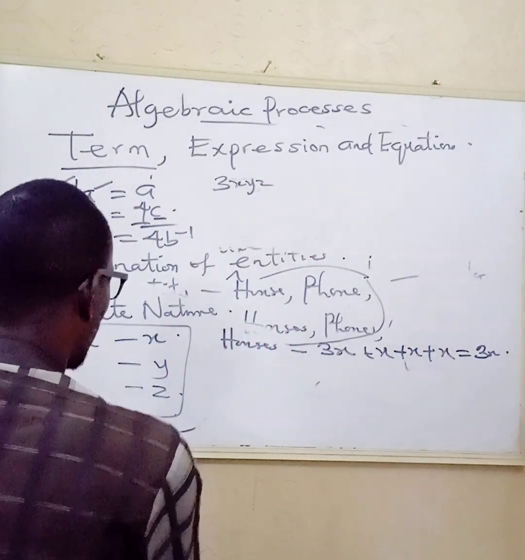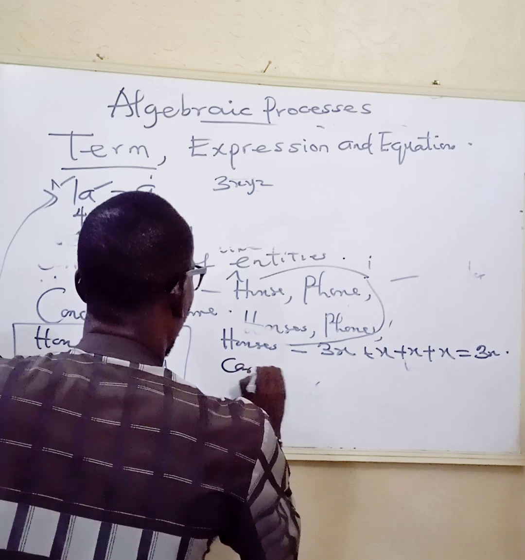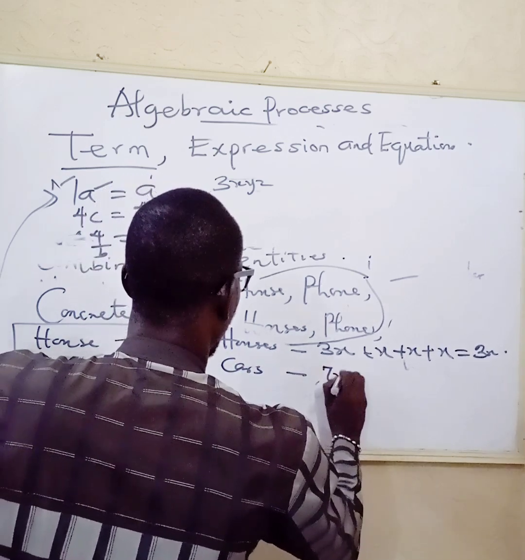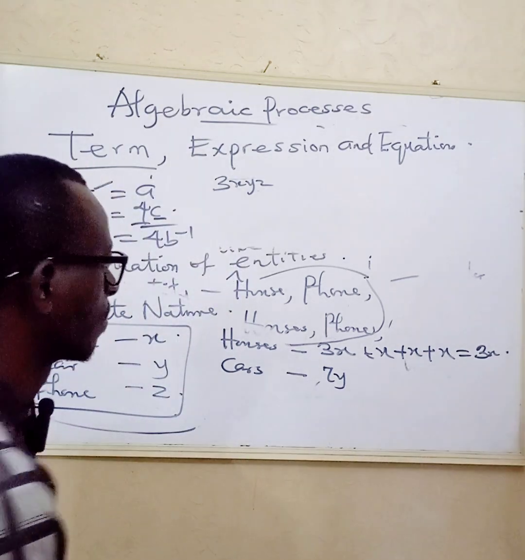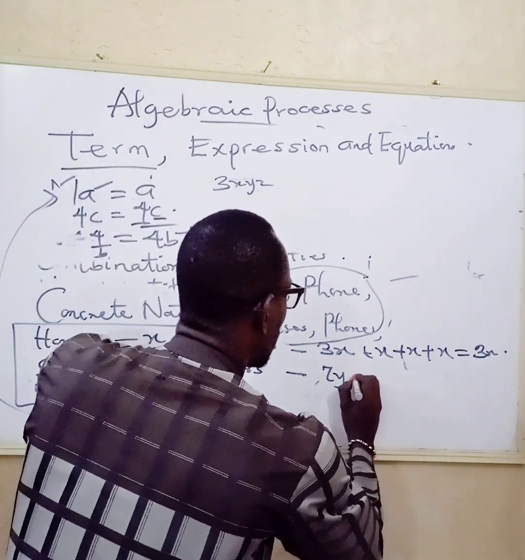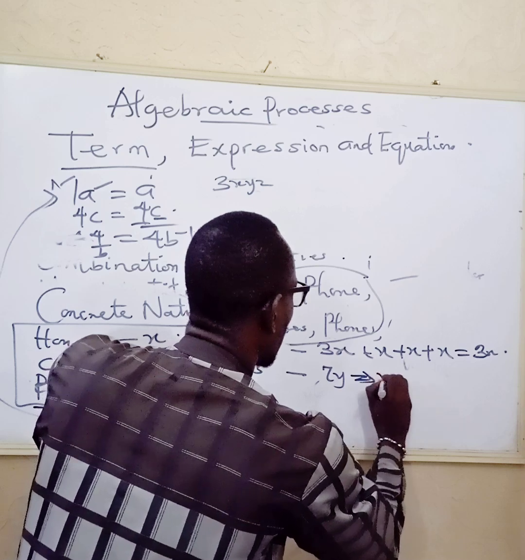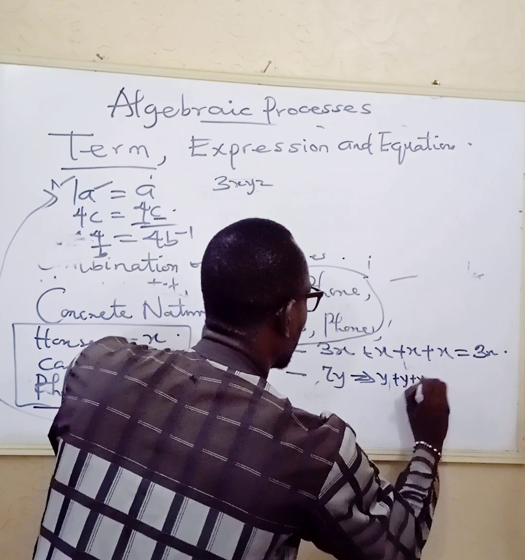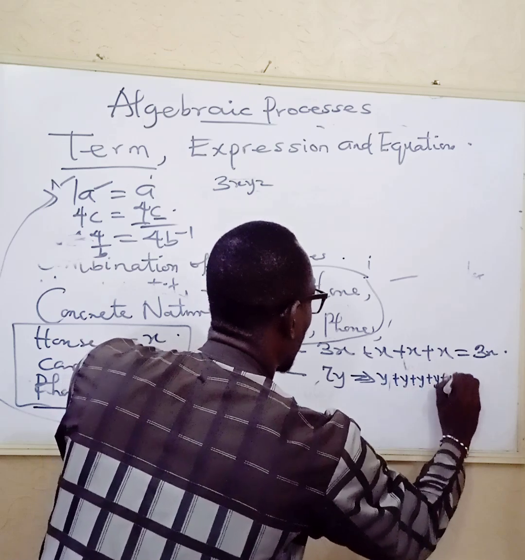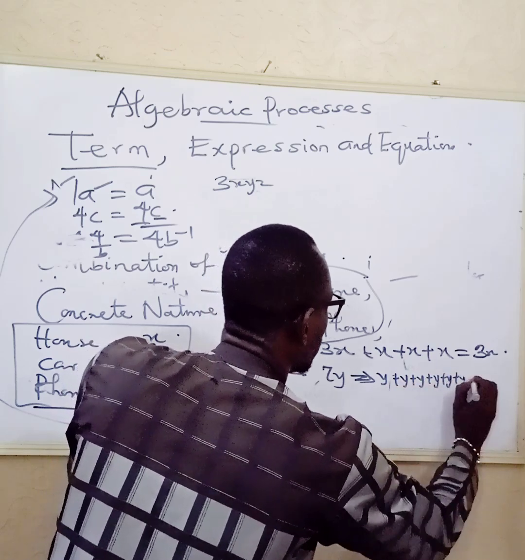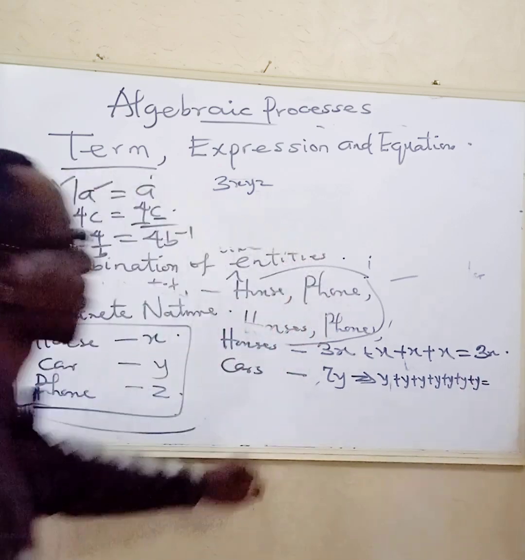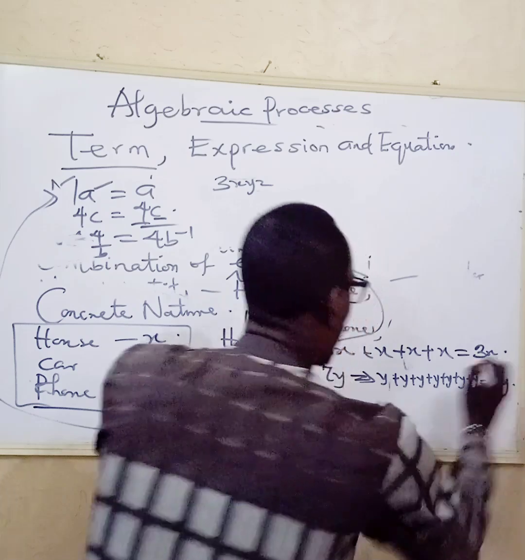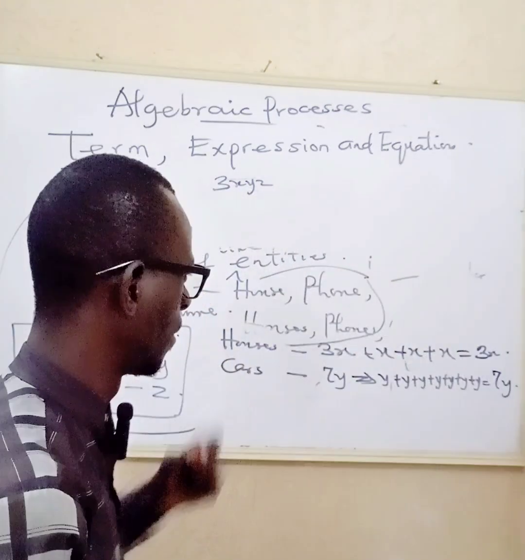And let's go to the cars now. We have 7y. That simply means that we're having car 1, another car, another car, another car, another car, another car, 1, 2, 3, 4, 5, 6, another car. That gives us 7y. But one thing is very sure here.